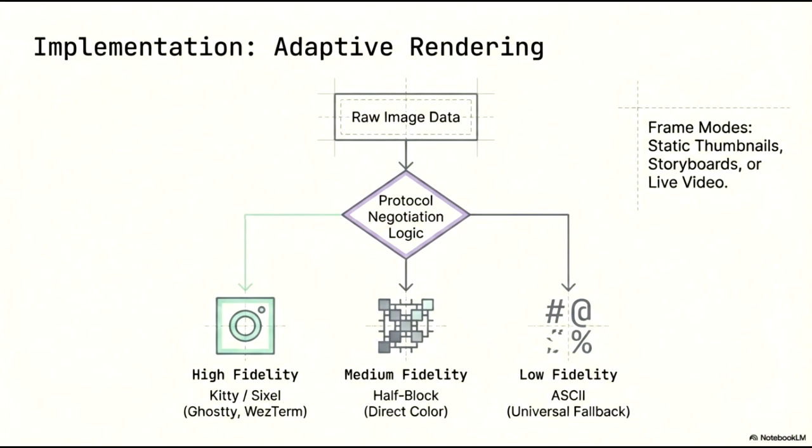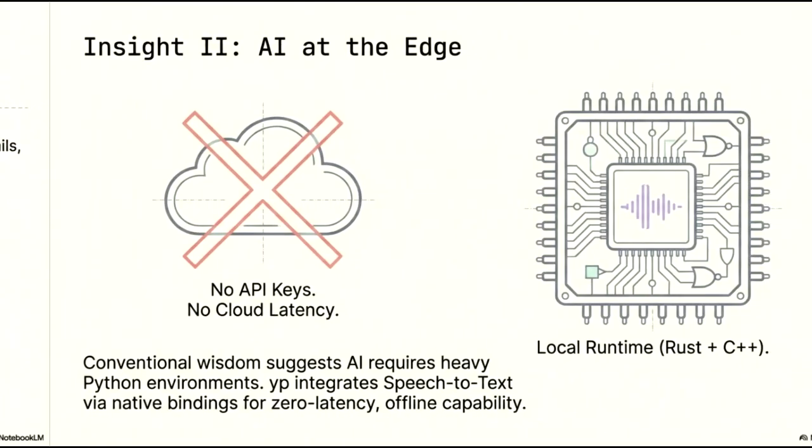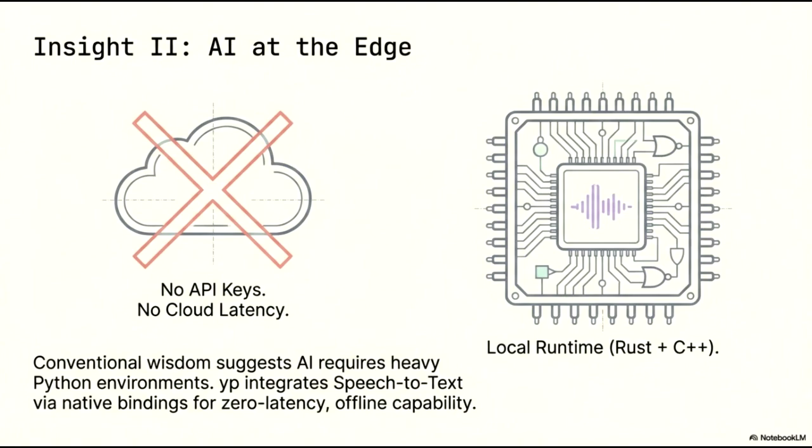For modern terminal emulators like Ghostty or WezTerm, we utilize high-fidelity protocols such as Kitty or Sixel to provide true image quality. If these protocols are unavailable, the system steps down to medium fidelity, employing half-block characters with direct color to approximate the visual data. Finally, as a universal fallback, we provide a low-fidelity ASCII representation, ensuring that content remains accessible and functional across all possible terminal environments. Our second insight focuses on AI at the edge.